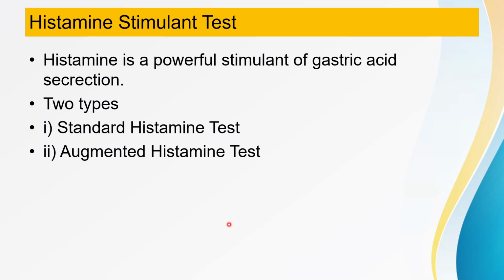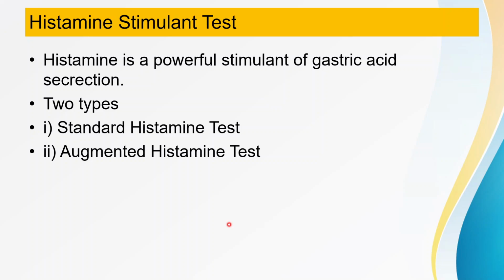In the augmented histamine test, they will increase the dose from 0.01 milligram to 0.04 milligram per kg body weight. So 0.04 milligram per kg weight of histamine will be subcutaneously administered. This high dose will act as an even more powerful stimulant to synthesize the gastric juice, so it will stimulate the gastric acid secretion. Again, this test will be used to confirm the inability of the body to secrete HCl. After giving a high dose also, if the patient is not able to secrete HCl, he is suffering from achlorhydria.